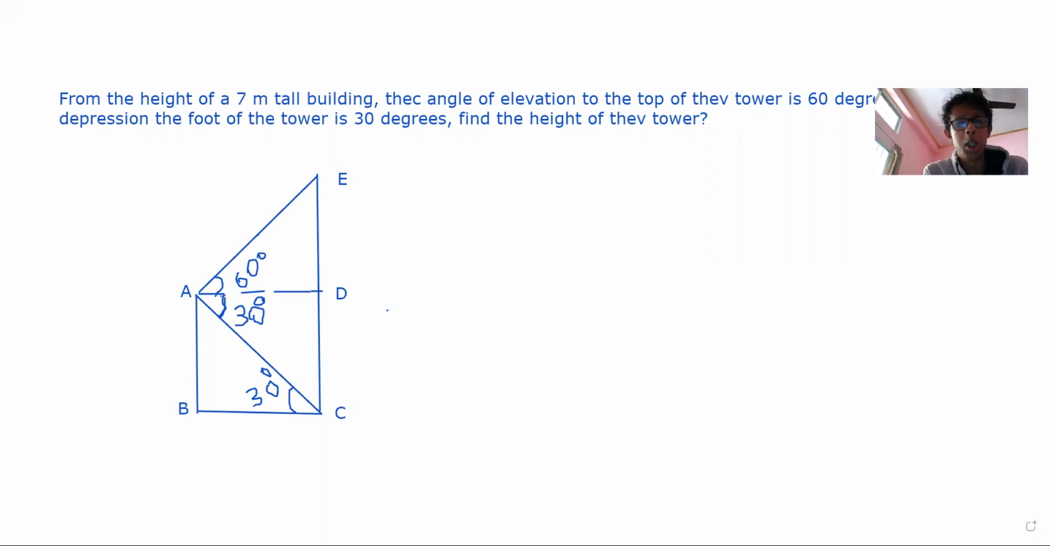So students, the question given to us today is: from the top of a 7-meter tall building, the angle of elevation to the top of the tower is 60 degrees and the angle of depression to the foot of the tower is 30 degrees. Okay. So let A, B, C, D be the tower.